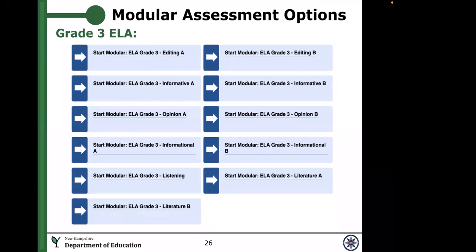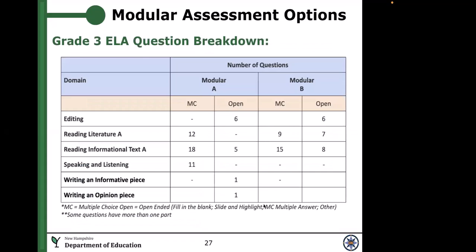The opinion is opinion writing. And then you have this literature, A and B is reading literature, and then you have one of the speaking and listening options. The same breakdown is done here where we have the multiple choice options and the open, how many multiple choice and open questions there are.